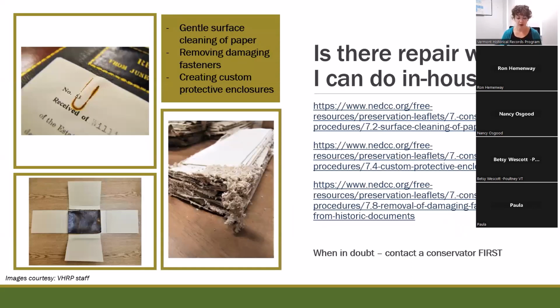And keep in mind that there could be some basic care work that you do in-house without contacting or contracting with a conservator. If you have paper records with dirt or dust that can easily be brushed off, you could get a gentle brush and do it yourself. You can carefully remove damaging fasteners like rusty paper clips from materials. And if you have fragile books, you can create your own custom boxes and storage enclosures to protect the items.